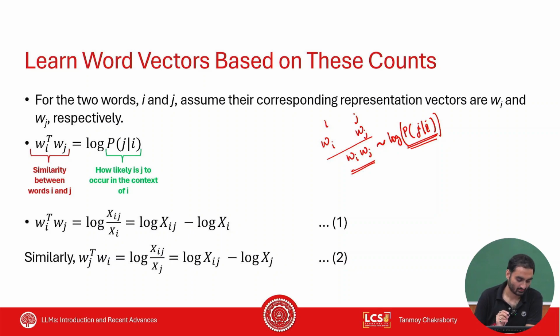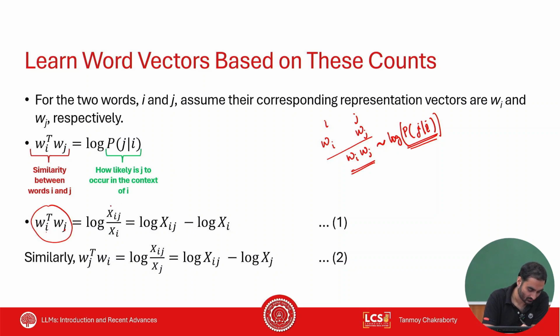Clear? Okay, so this is asymmetric, by the way, because when j appears as a context word and i appears as a target word, the ratio will be different from when j appears as a target word and i appears as a context word. So asymmetry. So what I do here, wi, wj, this is the dot product, right?